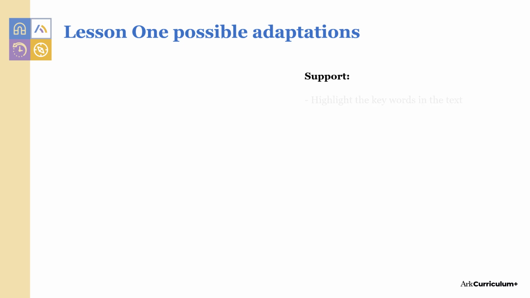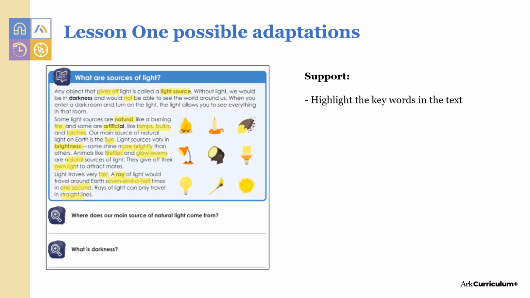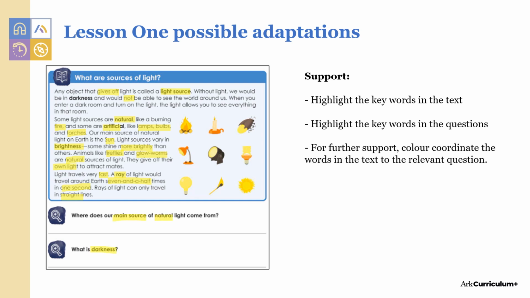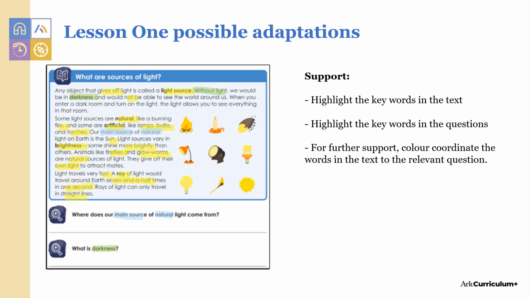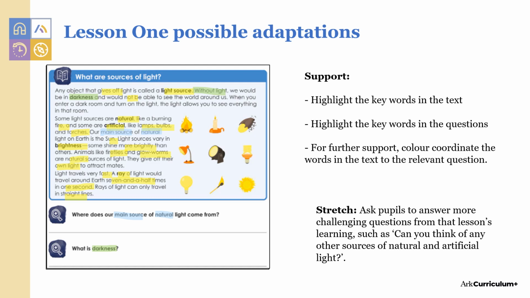In Lesson 1, pupils are given a text and are asked to answer questions. Support pupils by highlighting the keywords in that text. You could also highlight the keywords in the questions. For further support, colour coordinate the words in the text to the relevant questions. Stretch pupils by asking them to answer more challenging questions from that lesson's learning, such as, can you think of any other sources of natural and artificial light?